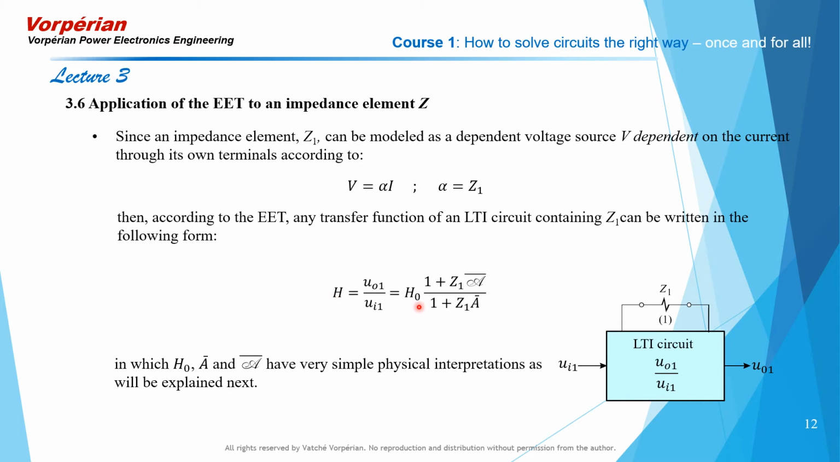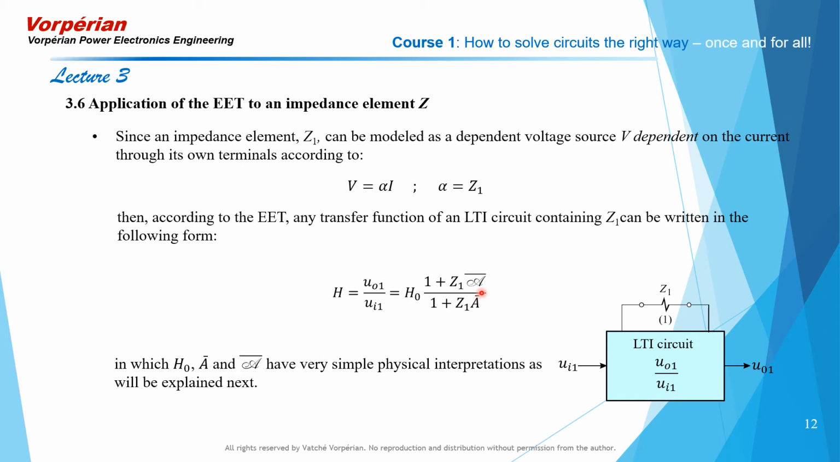H equals H0 times (1 plus Z1 times script A bar) over (1 plus Z1 times Roman A bar), where script A bar is the inverse gain with respect to Z1 with the response nulled, and Roman A bar is the inverse gain with respect to Z1 with the excitation set equal to 0. H0 is the value of the transfer function when the value of Z1 is 0. That is to say, you go into your circuit and you short circuit that element and you figure out the transfer function H0.